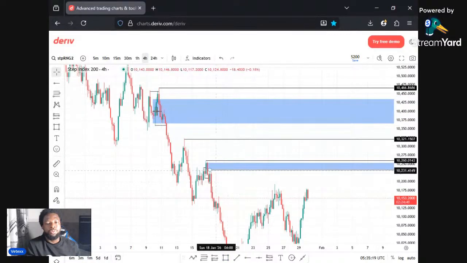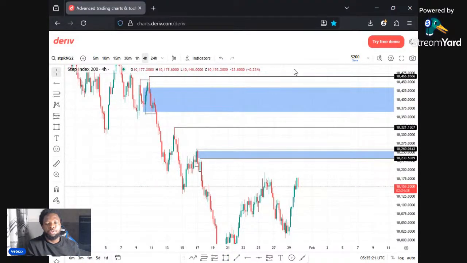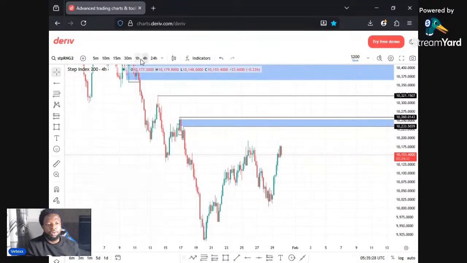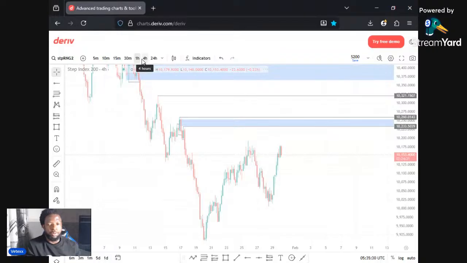So this is a 4 hour POI. Price needs to come to this zone and give us continuation until it takes out this target. And if it doesn't and it respects this 1 hour POI, we will stick to this 1 hour POI.